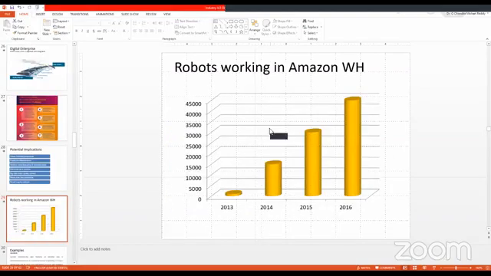So with the increase in the robots working, suppose this is only one example, of course from 2013 to 16 the number has increased. The main reason is digital manufacturing.